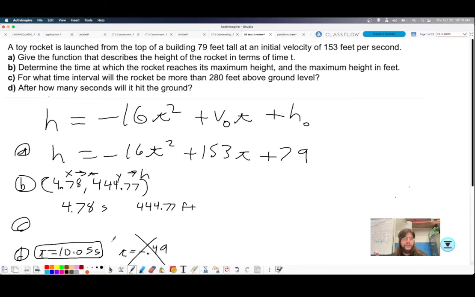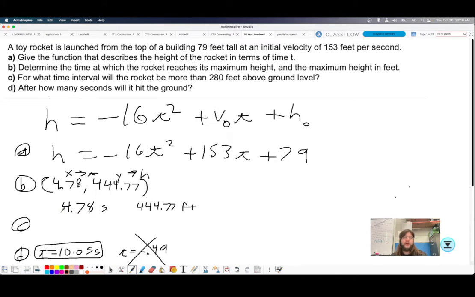So for part B and D, you use the same exact equation. Instead of 153 and 79, you put 4.78. We haven't changed anything. We use the exact same information. That's why I did D before C. This time we looked at our intercepts instead of our vertex. Now for C, we actually have to do work.